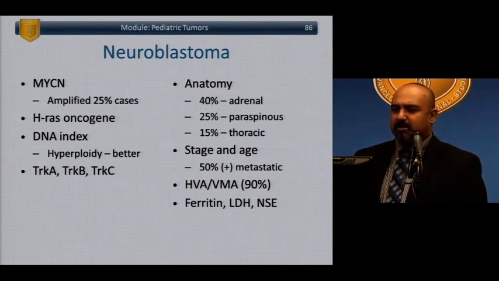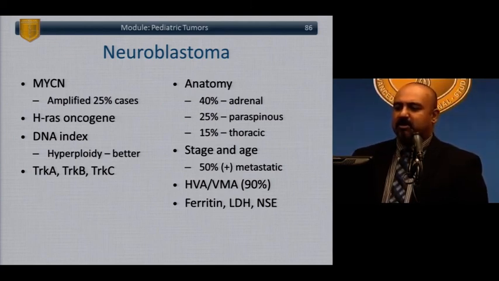Really, things to remember about neuroblastoma: the bad parts of neuroblastoma are N-myc amplification. You see that in 25% of the cases of this tumor. This is a bad actor. Hyperploidy is the second thing you could remember. The DNA index, usually hyperploidy is bad in most tumors. Actually, in neuroblastoma, it's a good thing. So hyperploidy is a good thing.